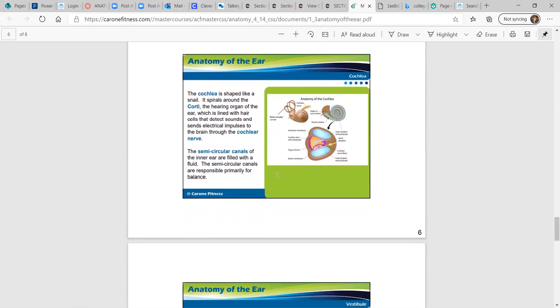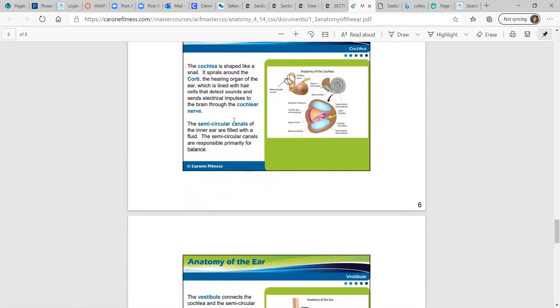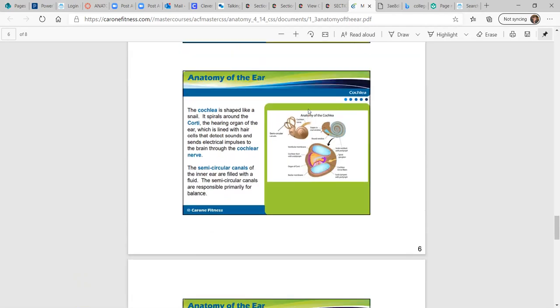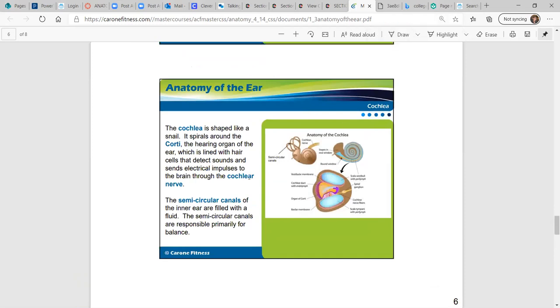The semicircular canals of the inner ear are filled with fluid. These canals are responsible primarily for balance. Let's see if I can zoom in there. Yeah. So these canals are filled with fluid, and that in turn helps with balance.